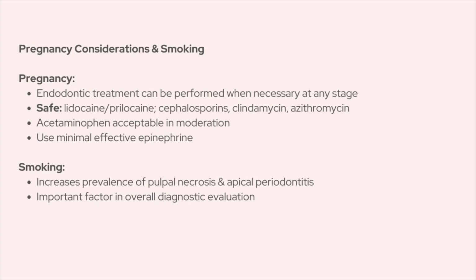Now, very quickly, smoking. Smoking increases the prevalence of pulpal necrosis and apical periodontitis. We don't yet know if it worsens endodontic outcomes, but it absolutely affects disease presence and severity. So it should be part of your diagnostic picture.